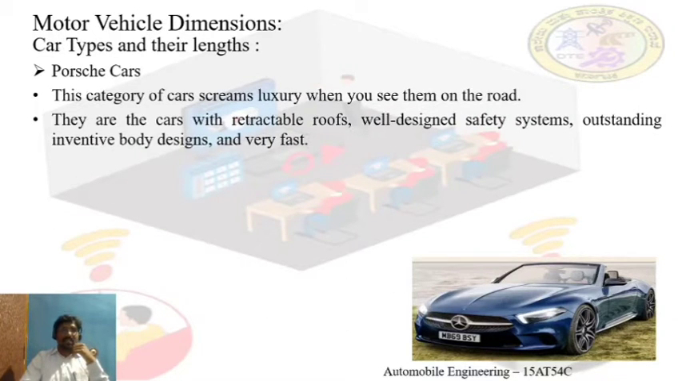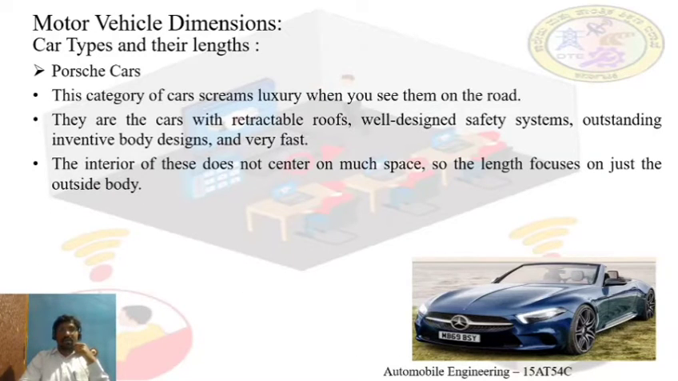These cars come with a retractable roof, what you call a convertible kind of car body. We can have it in this kind of category. The safety systems are well equipped, and the body designs are outstanding. In the meantime, this particular car can go up to very fast speed. So it's a compact combination of all those things: it is safe, luxurious, and a top speed vehicle.